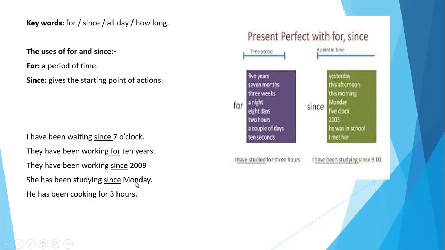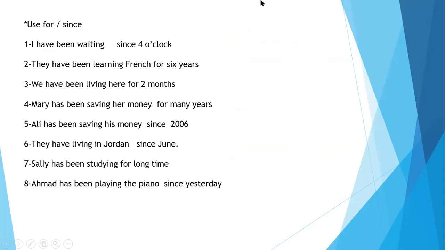She has been studying since Monday. She has been cooking for 3 hours. So we use this word before a period and this word with since. Here, for 5 years, for 7 months, for 3 weeks, for a night, for 8 days, for 2 hours, for a couple of days, for 10 seconds. And we use since with yesterday. Since is always specific and clearer: since this morning, since this afternoon, since Monday, since 5 o'clock, since he was in school, since I met her.